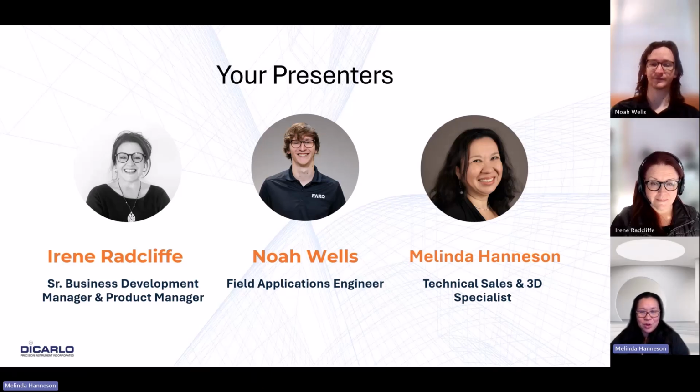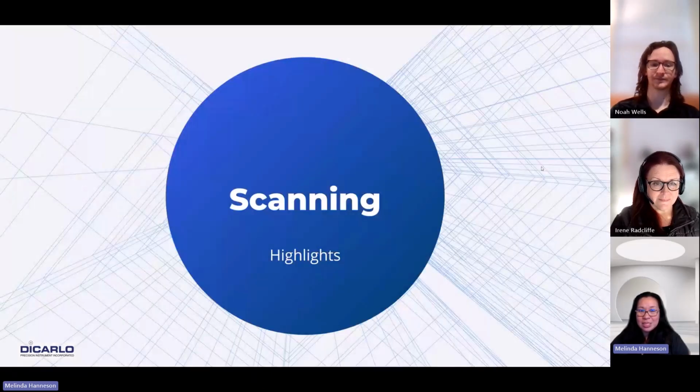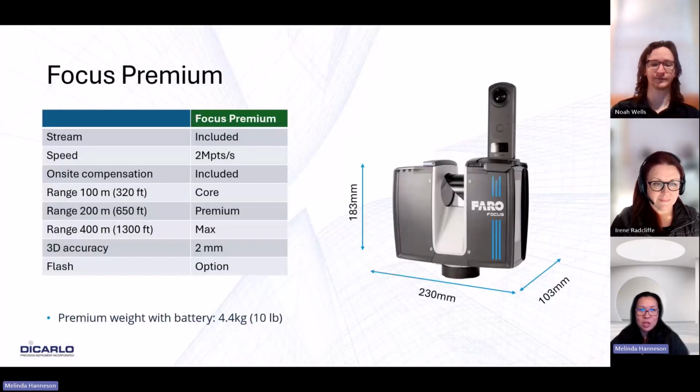All right, we're moving on to giving you a little highlights on scanning. So if you've not seen before, Faro's just come up with the new Focus Premium models. We've got 3 new models, the 100-meter range, the 200-meter range, and the 400-meter range. This is the core Focus, the Premium, which is now the 200-meter range, and the Max. They all have the same accuracy. The 3D accuracy for them is 2 millimeters. And the speed is about 2 million points per second. So it's a great scanner, specifically used for BuildIT construction.